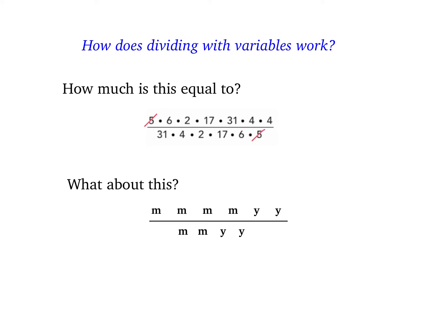So the 5s would cancel to 1, the 6 would cancel to 1, the 2, the pair of 17, the pair of 31, and a pair of 4s, leaving that all equal to just 4. Now variables cancel out in the same way that numbers do. M divided by M would be like 5 divided by 5. It would equal 1. So these M's would cancel, this pair would cancel, and then the pairs of Y would cancel. So all of that would be equal to M times M, or since we're talking exponents, M squared.